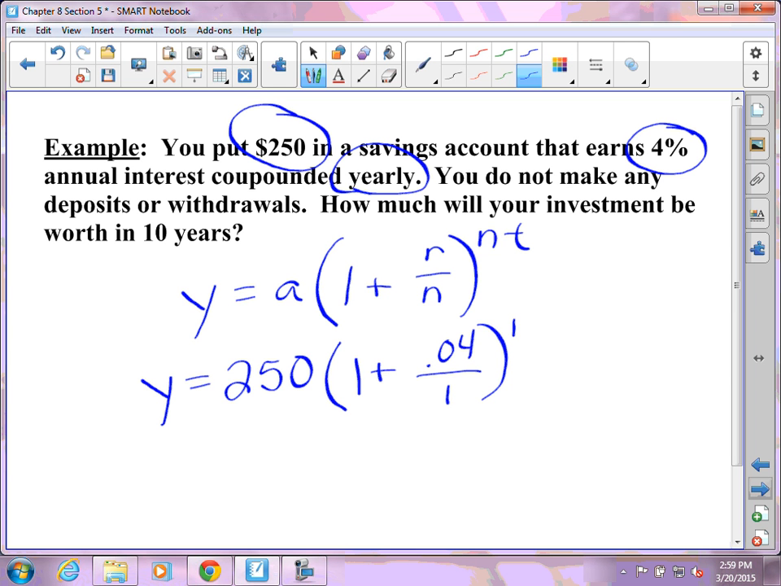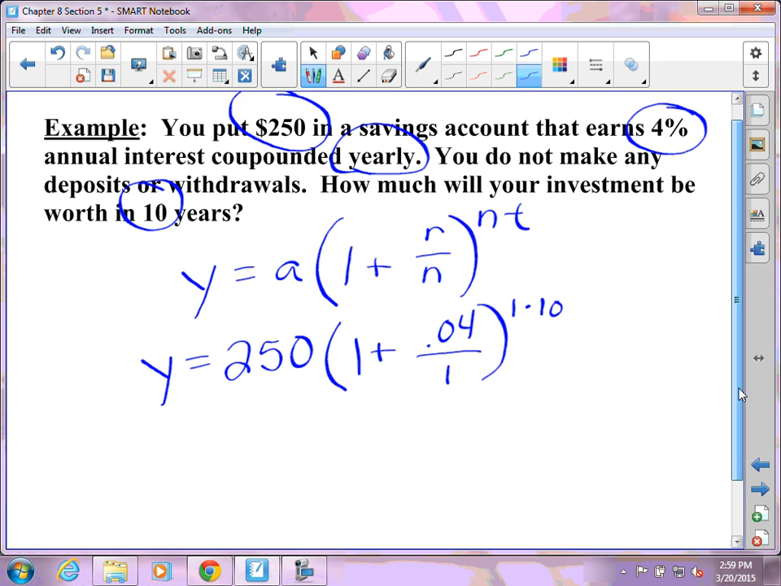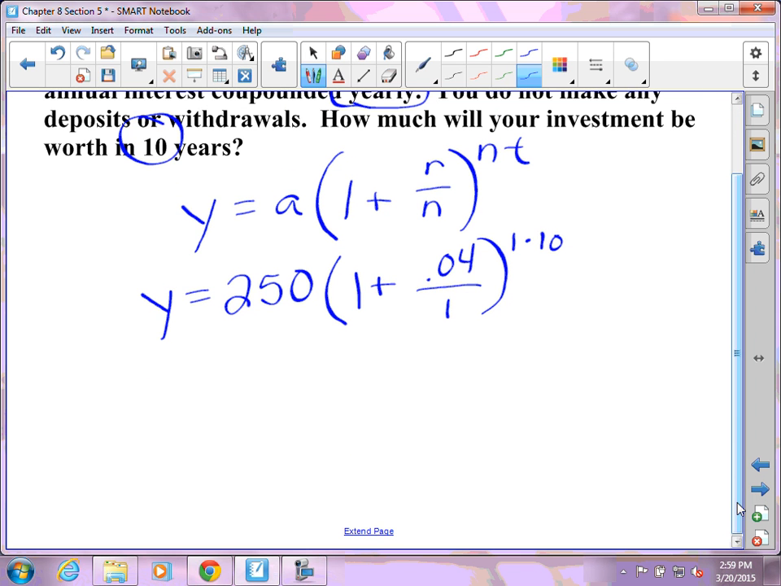Right? So we've got the setup of our problem. Now what we need to do is fine tune this a little bit. We're going to go y equals 250 parentheses. Okay, if I take 0.04 and I divide that by 1, that's not going to do anything to my word problem. So essentially, I'm going to leave it as 0.04. So this becomes 1.04 parentheses. And 1 times 10 is just 10.